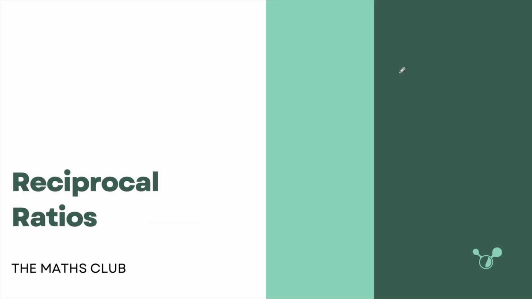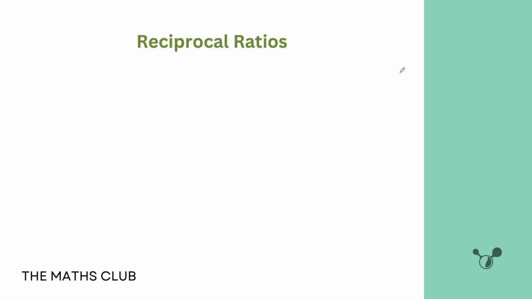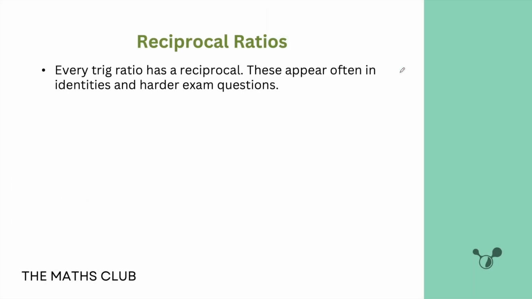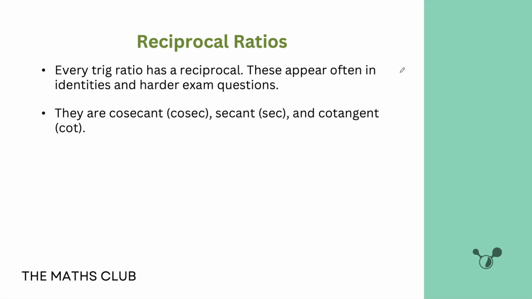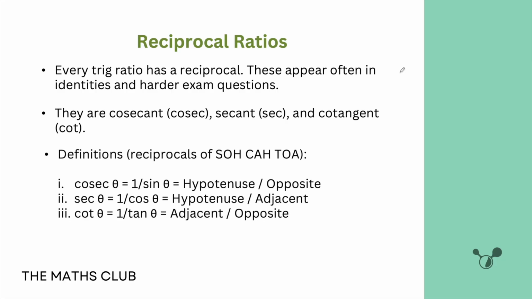So we're going to reciprocal ratios. Every trig ratio has its reciprocal, and they appear in identities, and you could see them in your exam question. So what we have are cosecants, secants, and cotangents. We have cosec, cot, and sec. So what are all these things? It's just, listen. So sine. If I look at this, this is the way I got to know it.